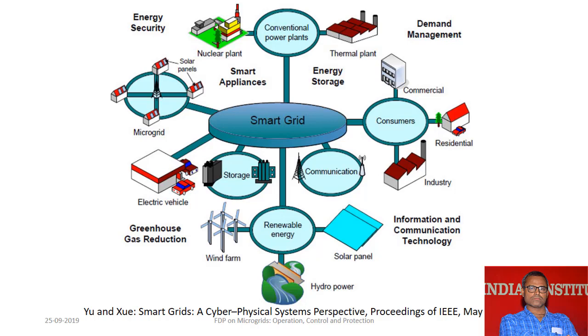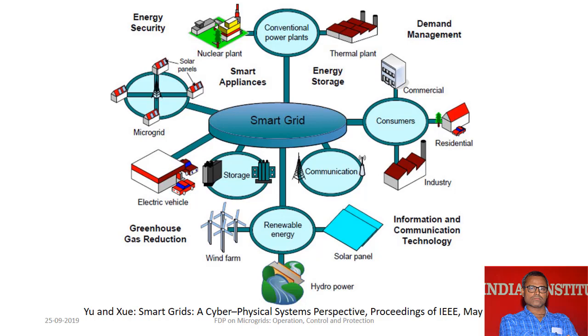The objectives of smart grid are: one is energy security, which is very essential for consumers as well as the utilities. Then demand side management, which is also very essential in order to make the system more reliable and also reduce the losses in the system, right? Then, most important, greenhouse gas reduction, and obviously the use of information technology and communication through which it will happen. So these are the smart grid components we can see here.